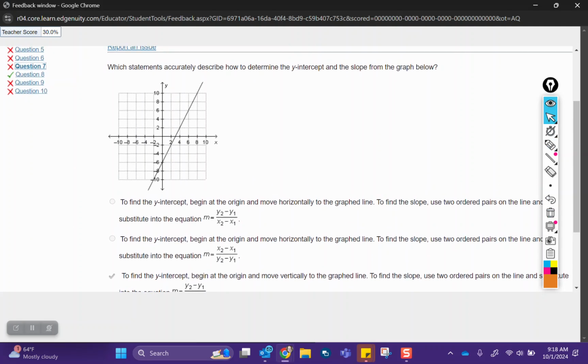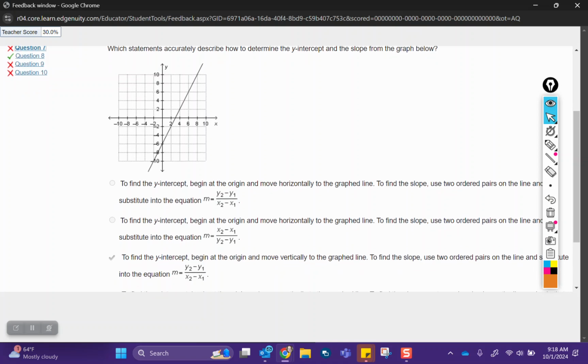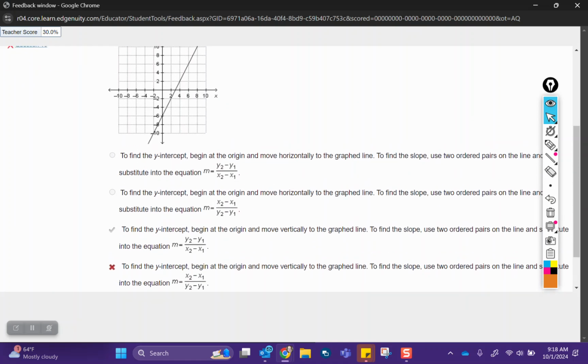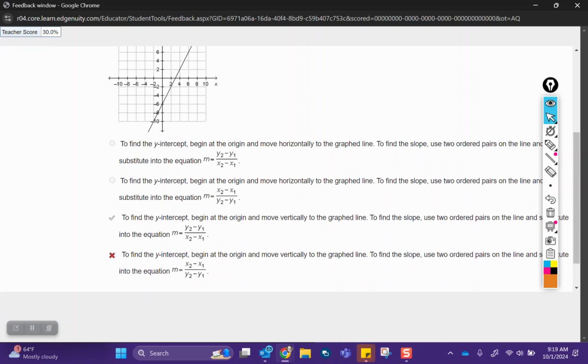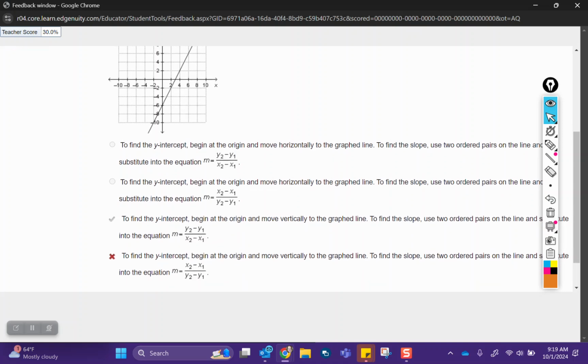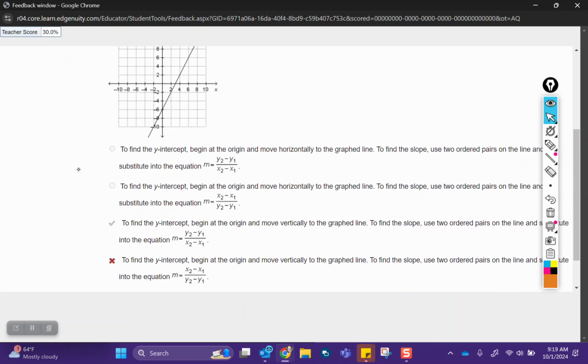Which statement accurately describes how to determine the y-intercept and the slope from a graph? To find the y-intercept, begin at the origin, move vertically to the graphed line. Okay, that was correct. That's also what you picked. To find the slope, oh, you have the slope backwards. Slope is always the y's on top, y2 minus y1, the x's on the bottom.